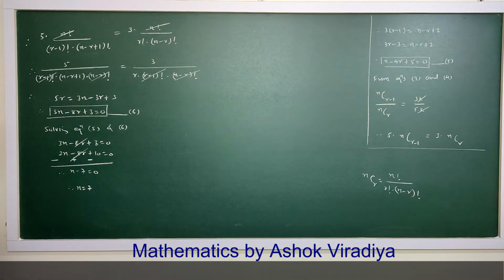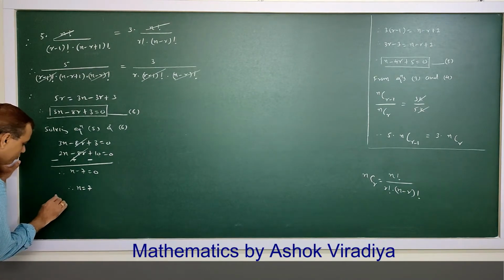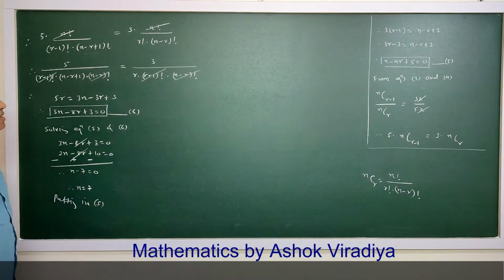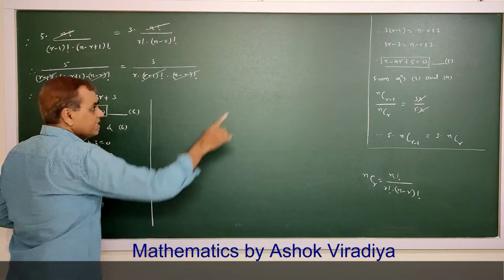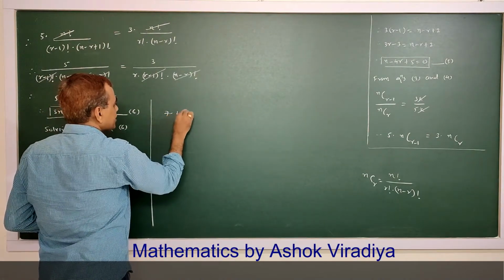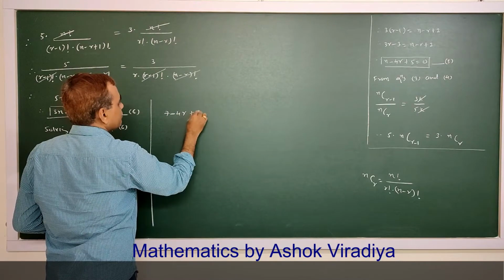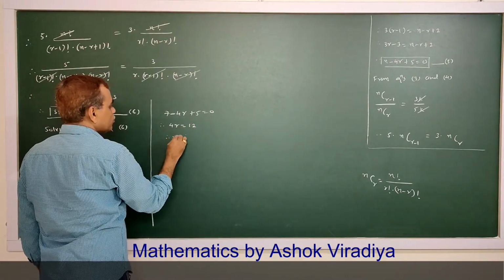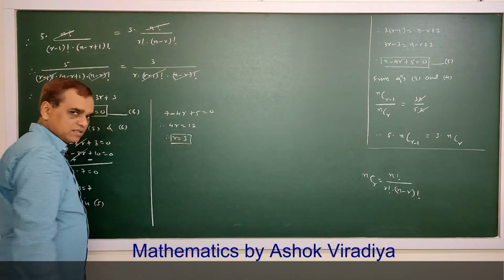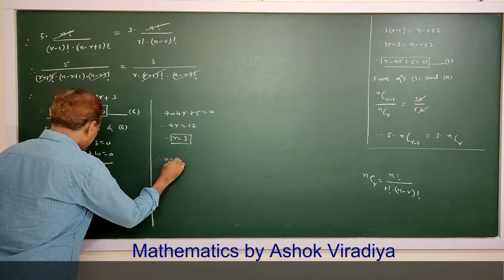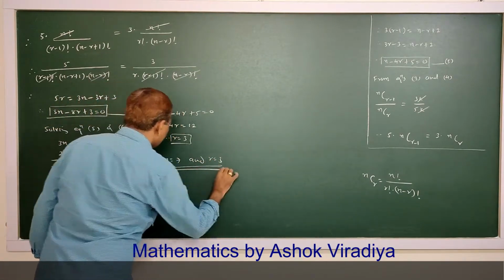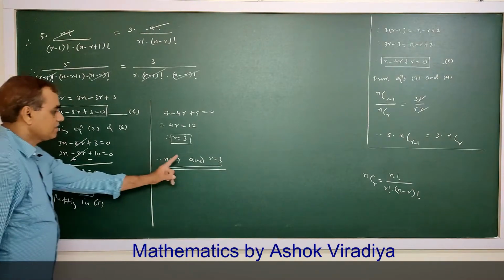Putting the value of n as 7 in equation 5 or 6. Putting in 5, here n is 7. So 7 minus 4r plus 5 equals 0. So 4r is 12. So r is equal to 3. Therefore n is 7 and r is 3. So this is the final answer.